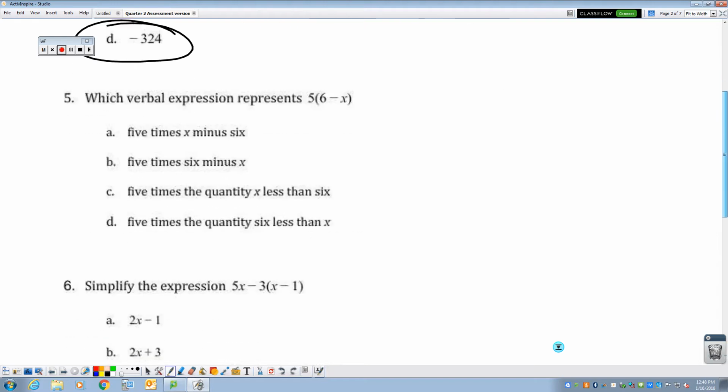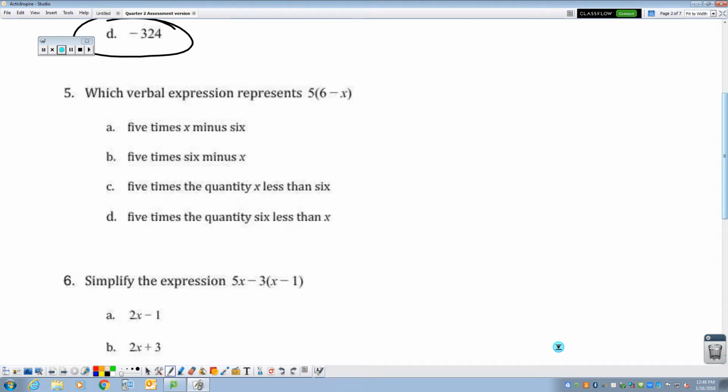All right, number 5. Which expression represents 5 parentheses 6 minus x? So we have 5 times x minus 6. This has no words that indicate that we have parentheses. So this is 5 times x minus 6 is what choice A would look like. Choice B says 5 times 6 minus x.